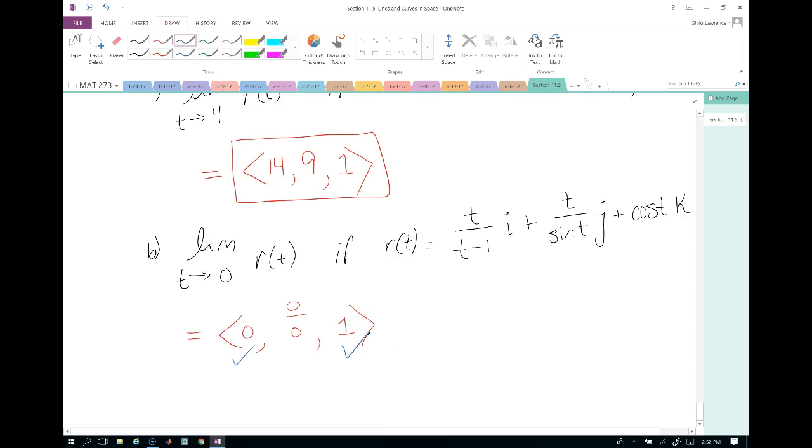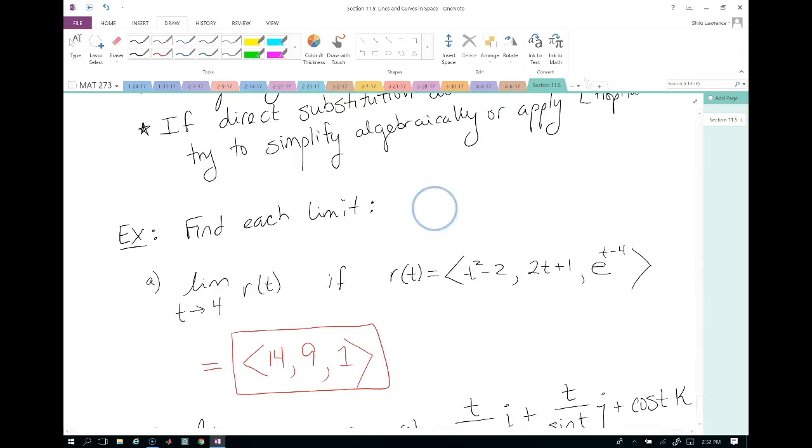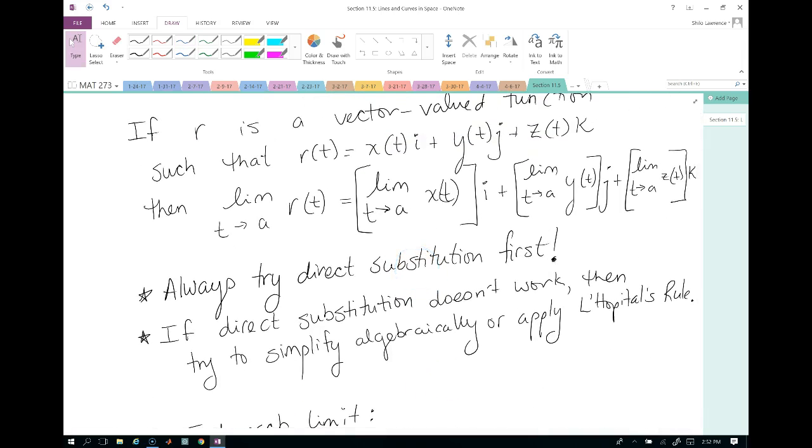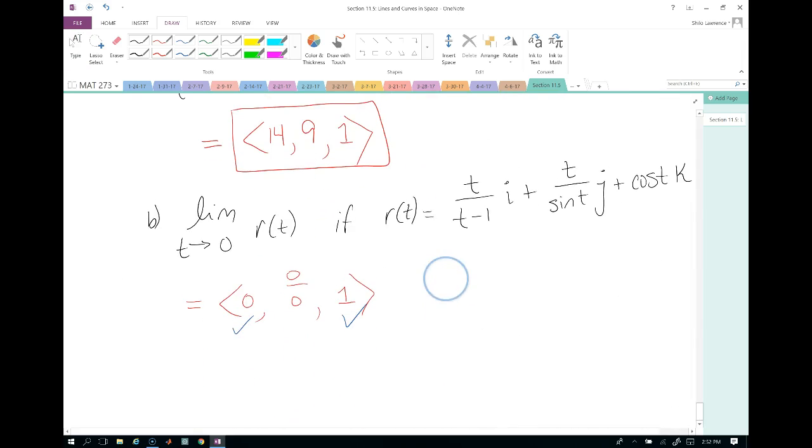It's only the y component that we need to fix, technically. We need to do some more work on it. The fact that we're allowed to break this limit up into individual pieces allows us to stop with the x component and the z component. Those are done. Those are definitely going to be the x component answer and the z component answer. But we've got further work to do on the y component. We need the limit as t approaches 0 of t over sine t.